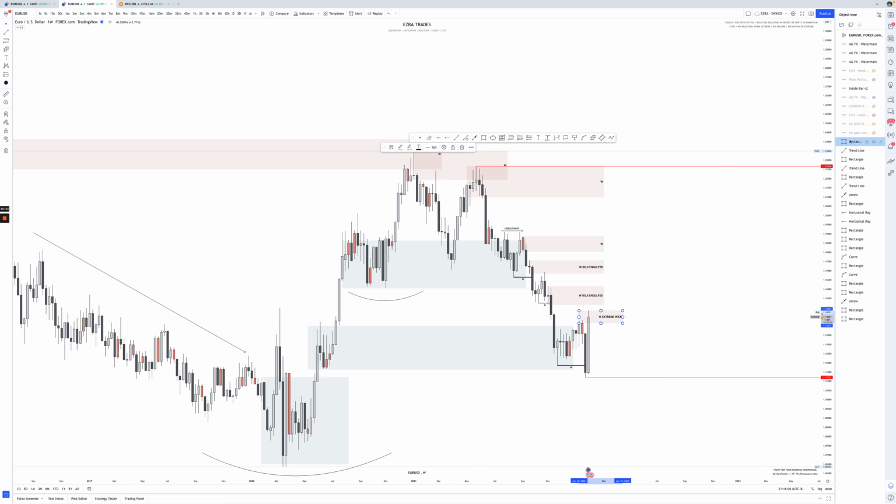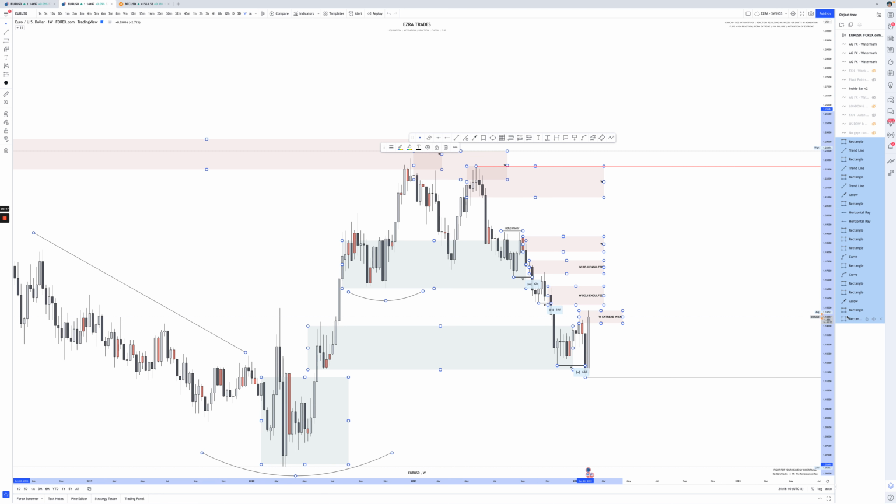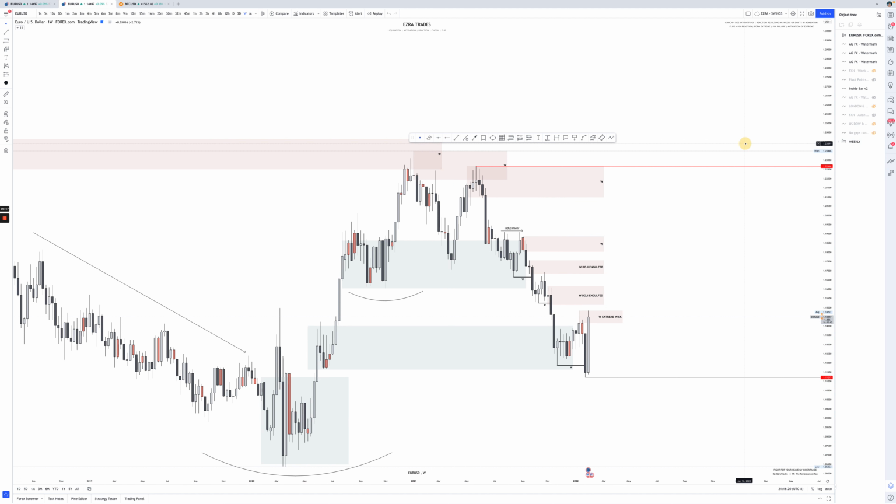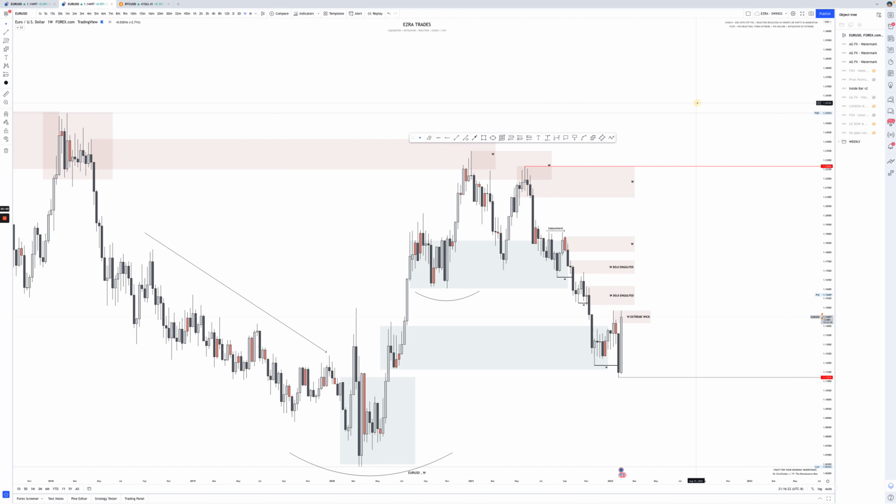So I'll click on the top one, I'll hold shift, and then I'll just scroll down to the bottom and tap. I'll double click and I'll create a group of these drawings. And so now I'll double click and rename this as my weekly. And I want to know what these levels are because I'm going to refine them, right? Now, anything that happened prior to that leg is not important to me because I'm only trading from this leg.